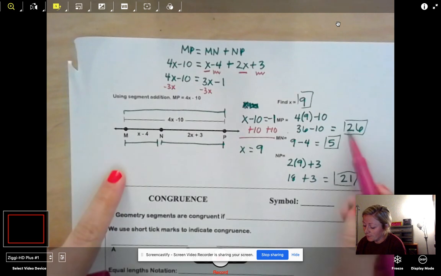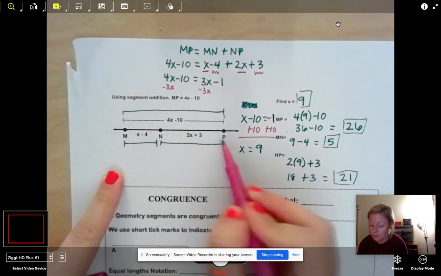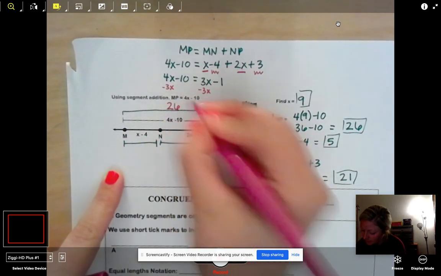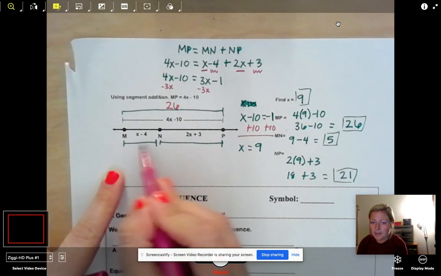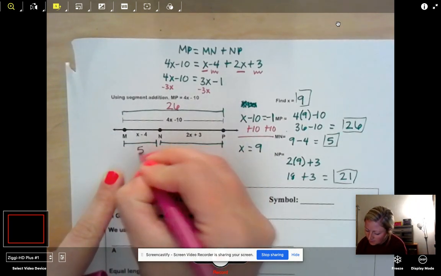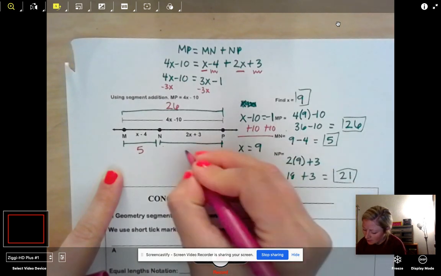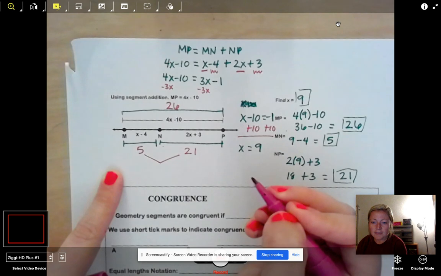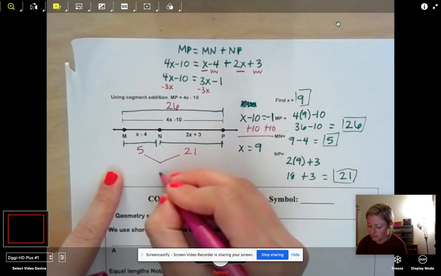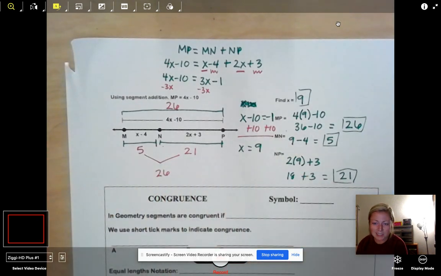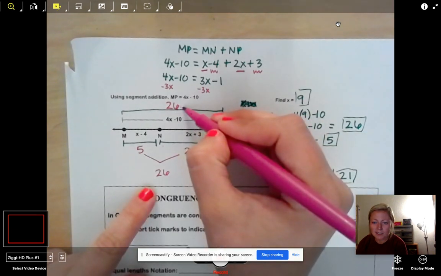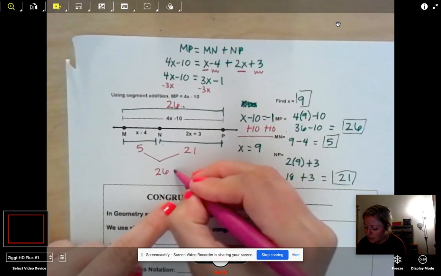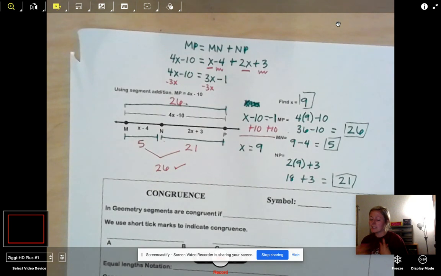We found out that the whole thing equals 26. So I'm going to write 26. And then we found that MN equals 5 and NP equals 21. Well, let's check here. What's 5 plus 21? It's got to be 26. And is that what we wanted it to equal? Yeah. So it checks out. So I know we did it right. Isn't that kind of nice to know you did it right?